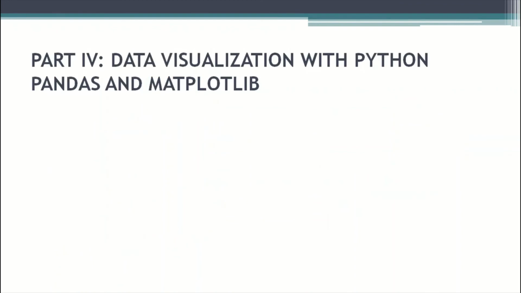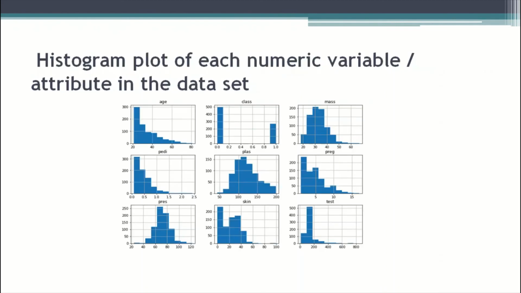Next, I would like to discuss data visualization with Python, Pandas, and MATLAB of PIMA diabetes data. So here are the histogram plots of each numerical variable attributed to the dataset. In the diabetes data, there are around 9 variables, and the association is represented in the form of histograms. This is the histogram of age, class, mass, and similarly this is the histogram of skin and test.